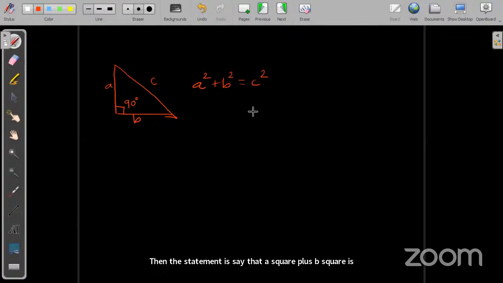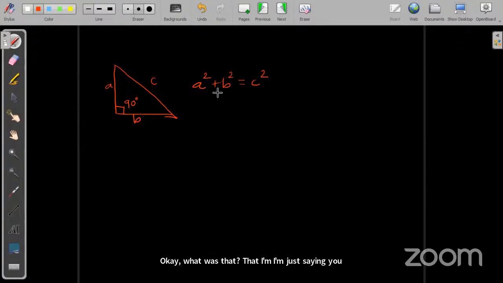Then the statement says that a square plus b square is equal to c square. And there is one more famous theorem which relates to this concept. I'm just telling one story here. Does anyone know what Fermat's last theorem is?